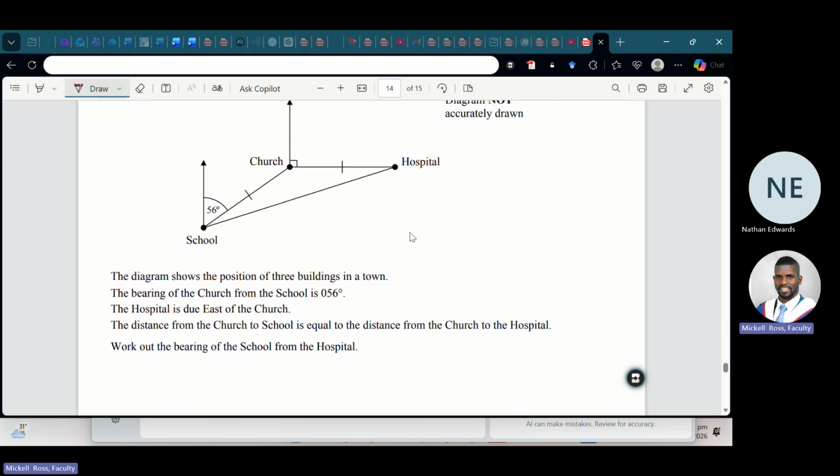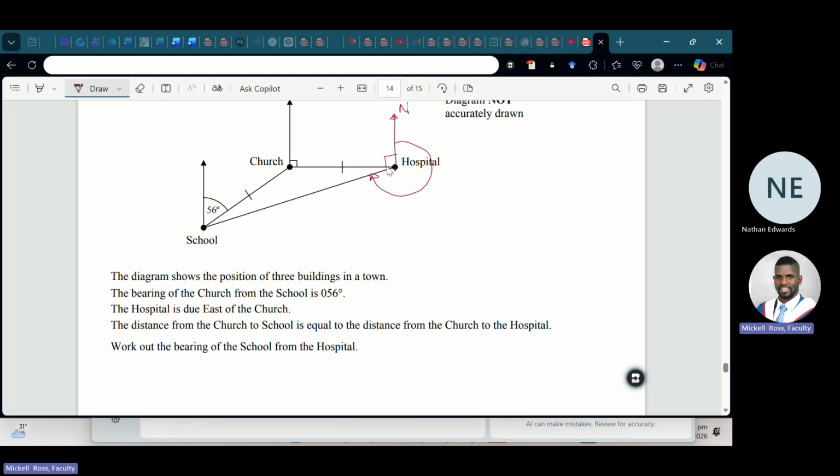The diagram shows the position of three buildings in a town. The bearing of the church from the school is 056 degrees. The hospital is due east of the church. The distance from the church to the school is equal to the distance from the church to the hospital. Work out the bearing of the school from the hospital. So we need all of this length.